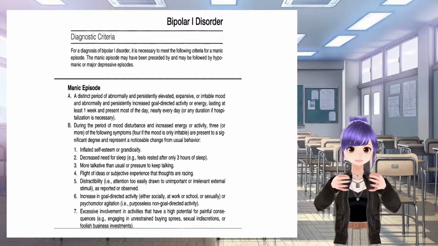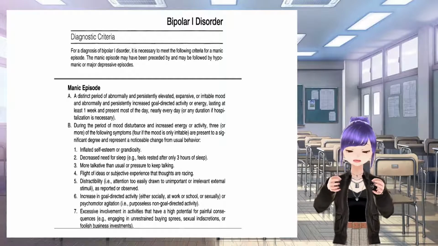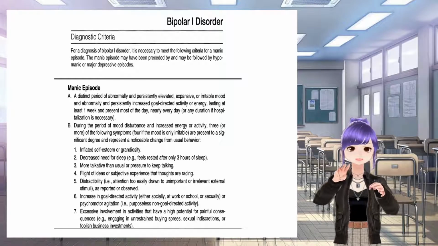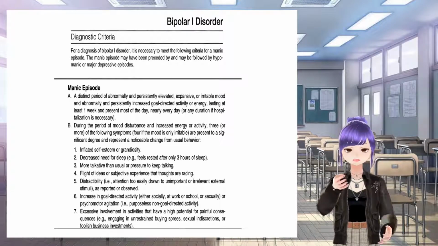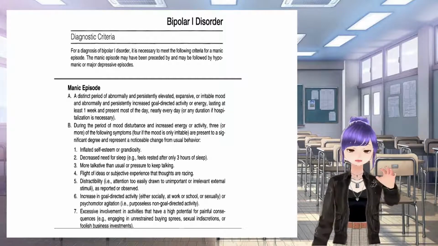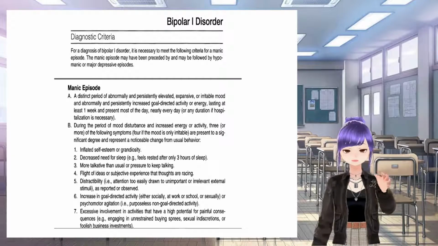Not only do you have an elevated mood. During the period of mood disturbance and increased energy or activity, 3 or more of the following symptoms, 4 if the mood is only irritable, are present to a significant degree and represent a usual change in behavior. So the first one is, of course, inflated self-esteem or grandiosity. Like I said, you feel super confident or you feel grandiose, like you're on the top of the world. So like that.